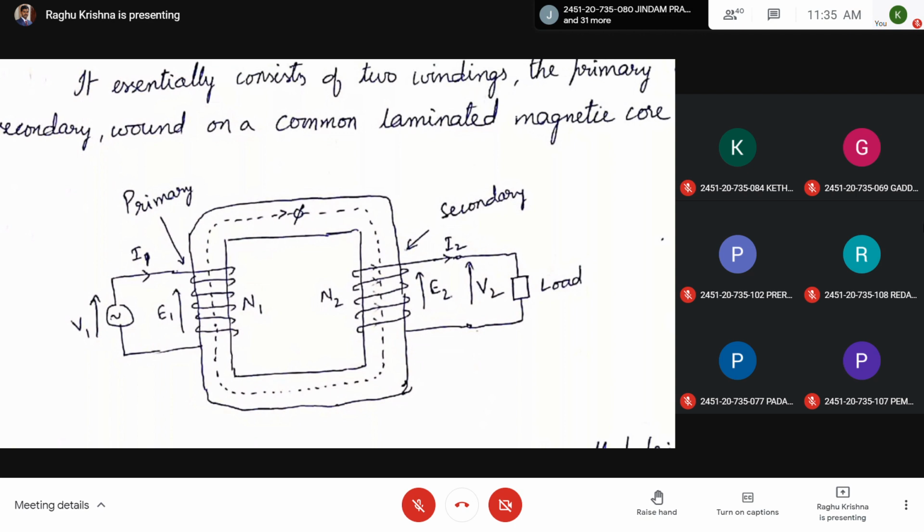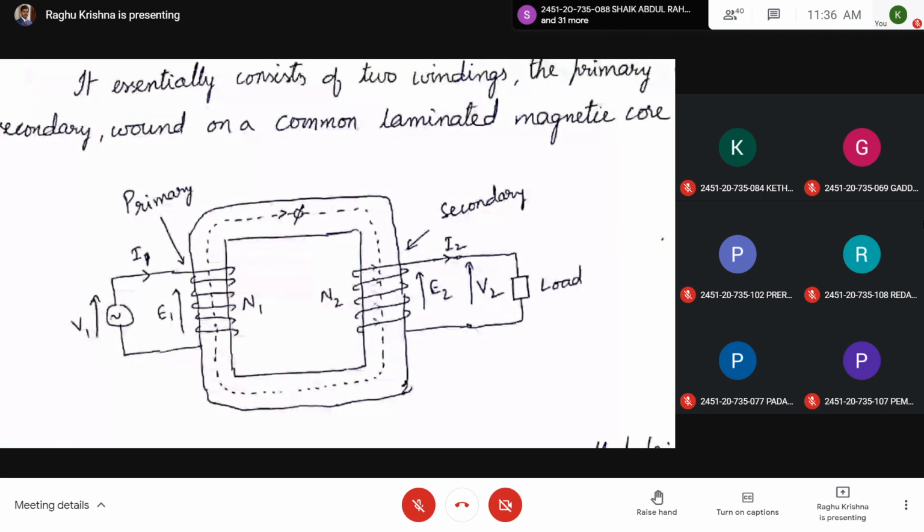And the winding connected to load is called secondary winding. So here on the right side you can see a load. You can see secondary. So this secondary consists of N2 turns. Okay. And it is connected to the load. So here the winding which is connected to the load is called secondary winding or simply secondary.